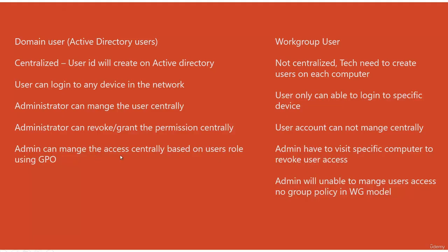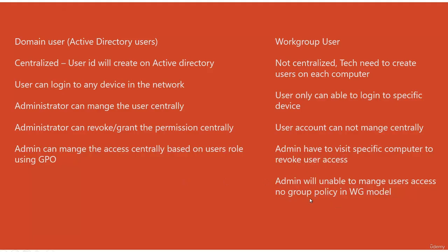Admin can manage access centrally based on user role using GPO. Let's say we have 10 teams in the organization. One is back office, one is IT, one is virtualization, one is trading. There are multiple teams in the organization, and they would require different kinds of access to network resources. So based on the role, we can create a group policy and link the policy to the OU, the organizational unit, and we put all the users in based on their role. From there we can manage user access on the Active Directory domain controller.